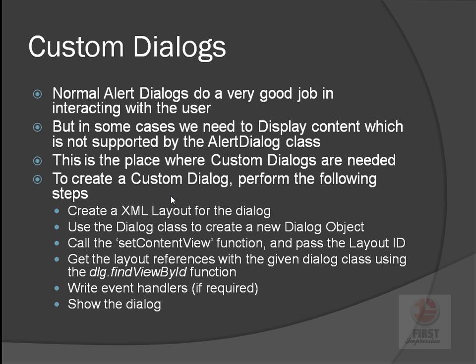We have to create the XML layout for the dialog first. Then we have to create a dialog object. We have to link the dialog object with the XML layout with the help of the set content view function. After set content view, we should get the references of all the controls with the help of findViewById, as we have been doing up till now. Then we have to add the event handlers for these controls, and then show the dialog at the output.